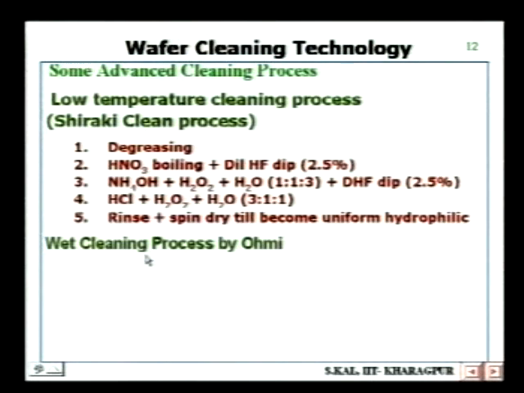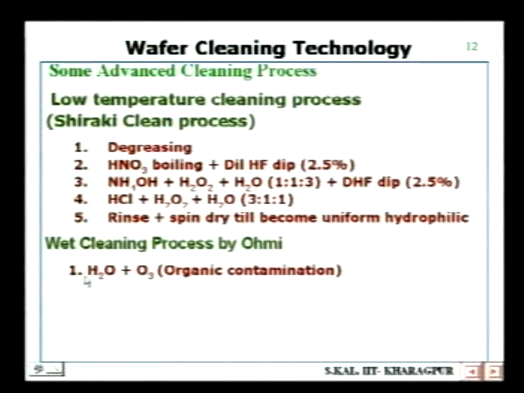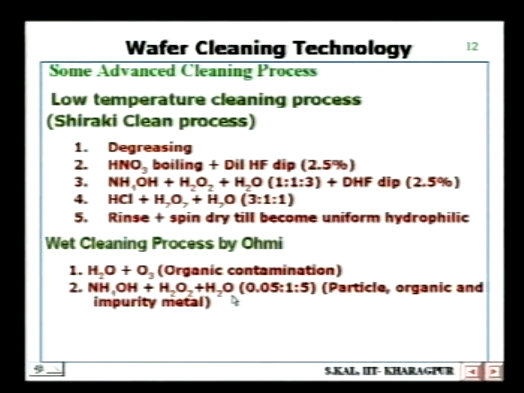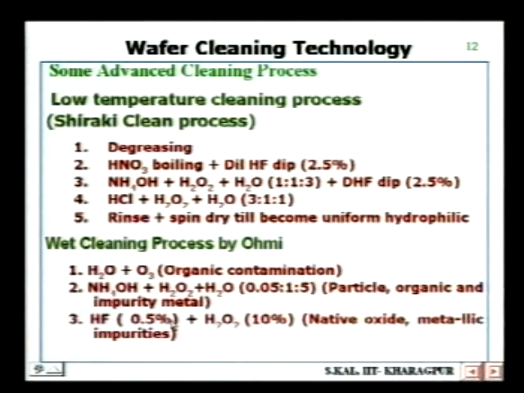Another wet cleaning process is given by Ohmi, and that is H2O and O3, where O3 is ozone, which removes organic contamination. Then NH4OH, H2O2 and H2O in the ratio of 0.5:1:5, by which particles, organics and metal impurities are removed. The next step is hydrofluoric acid 0.5% with H2O2 10%, in which native oxide and metallic impurities will be removed, and the last is ultra pure water rinsing. These 4 steps combined are known as the Ohmi cleaning process.